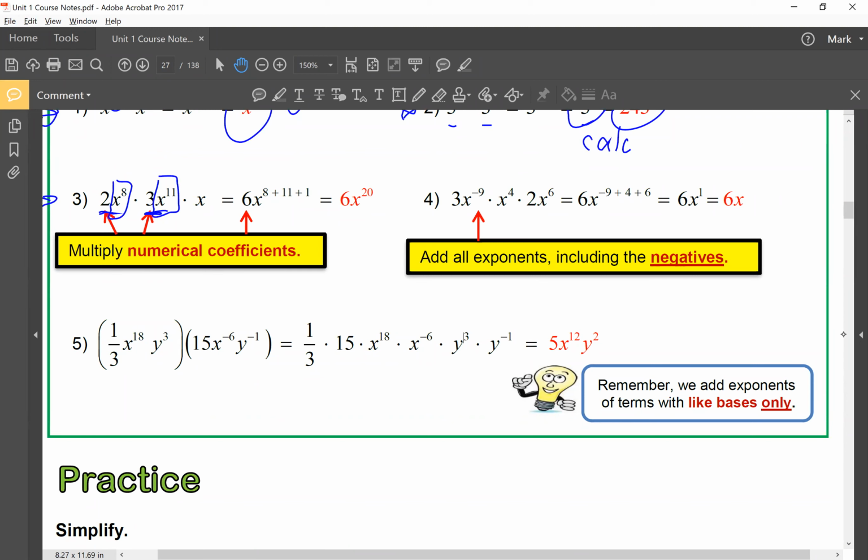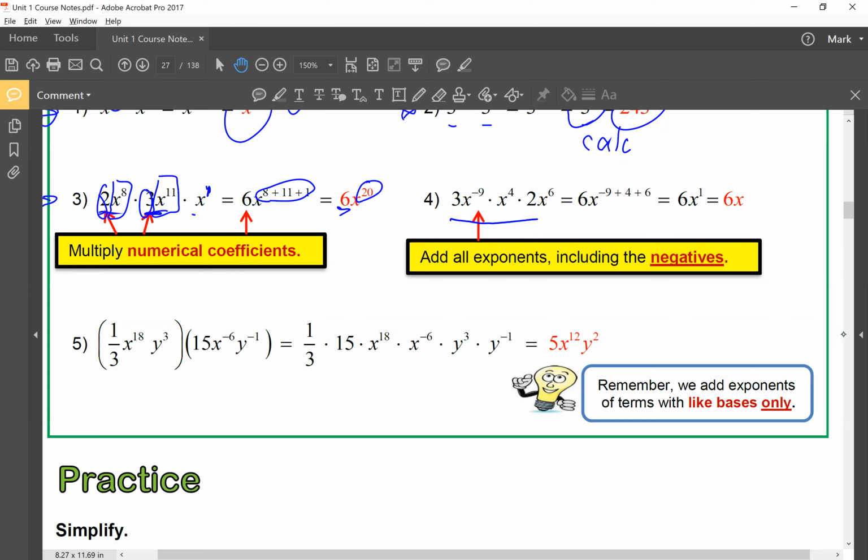I have 8 x's, and I'm multiplying it by 11 x's. Oh, and I have another x. I didn't even see him, a sneaky guy over there. This is just 1x. So I have 8 plus 11, that's 19 x's, plus 1, that's 20 x's total, and I can multiply 2 times 3 for 6. If you guys are really confused right now, don't worry. I'll show you a couple of these as well, maybe.